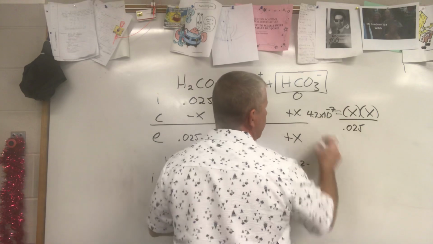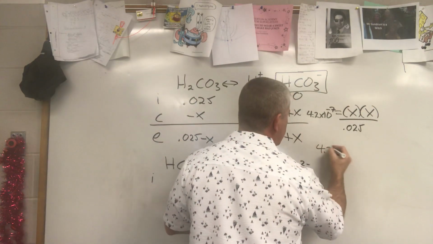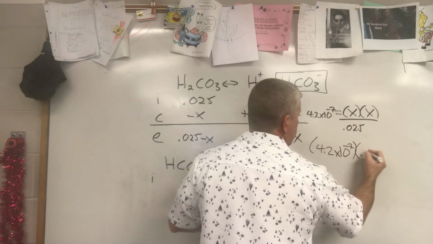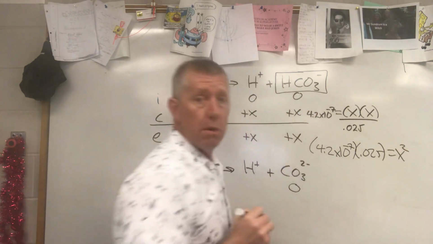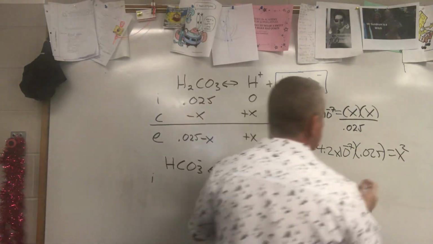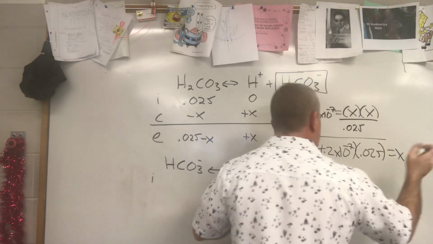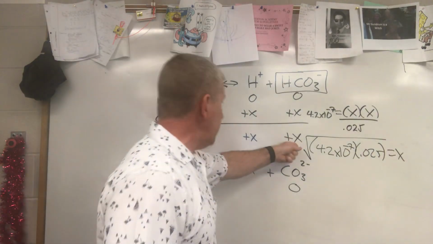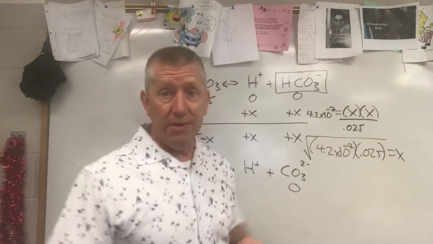Cross multiply. Take the square root. Okay, so in other words, we're going to take 4.2 times 10 to the negative 7 times 0.025 equals X squared. All right, solve for X. So take the square root of this product, and we will get X, for these two species from the breakdown of the carbonic acid.